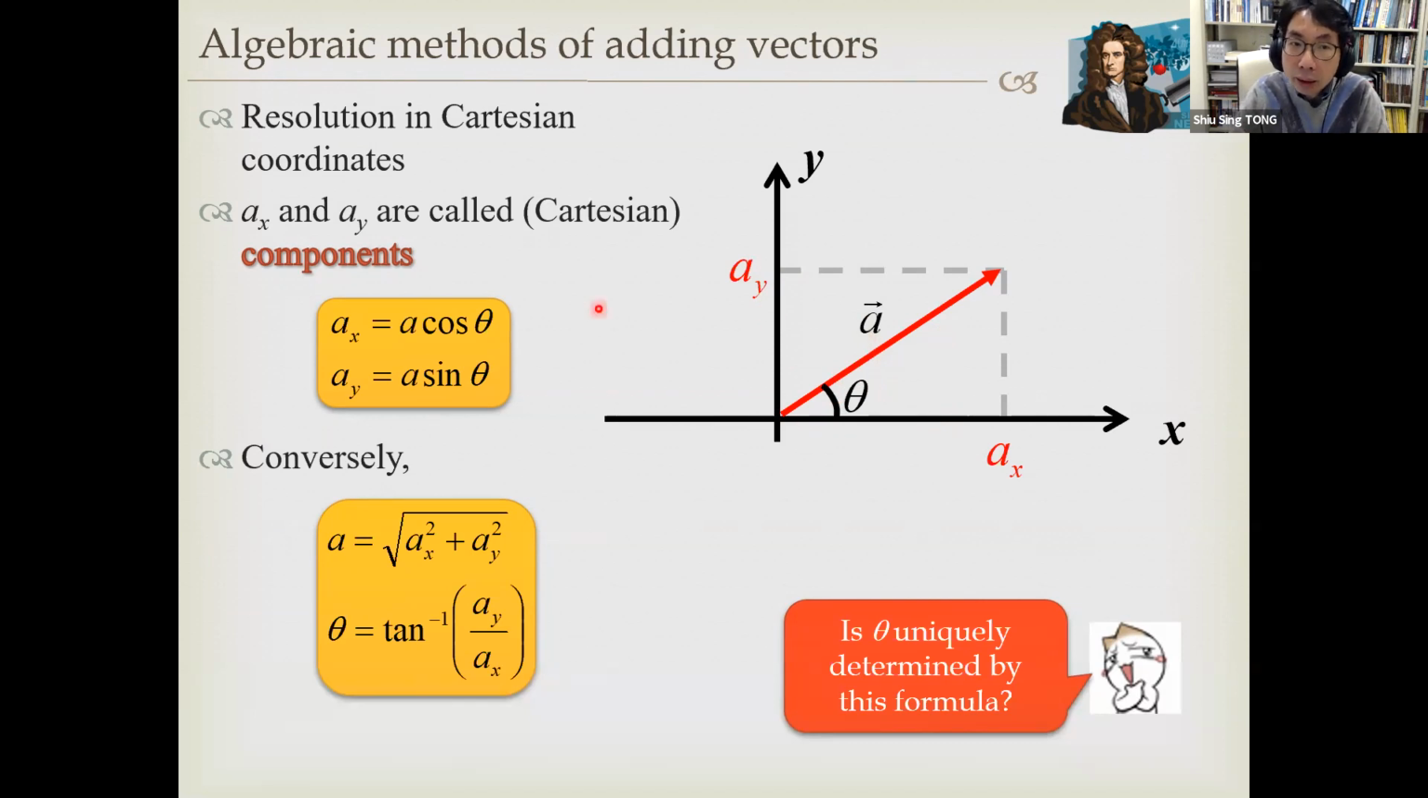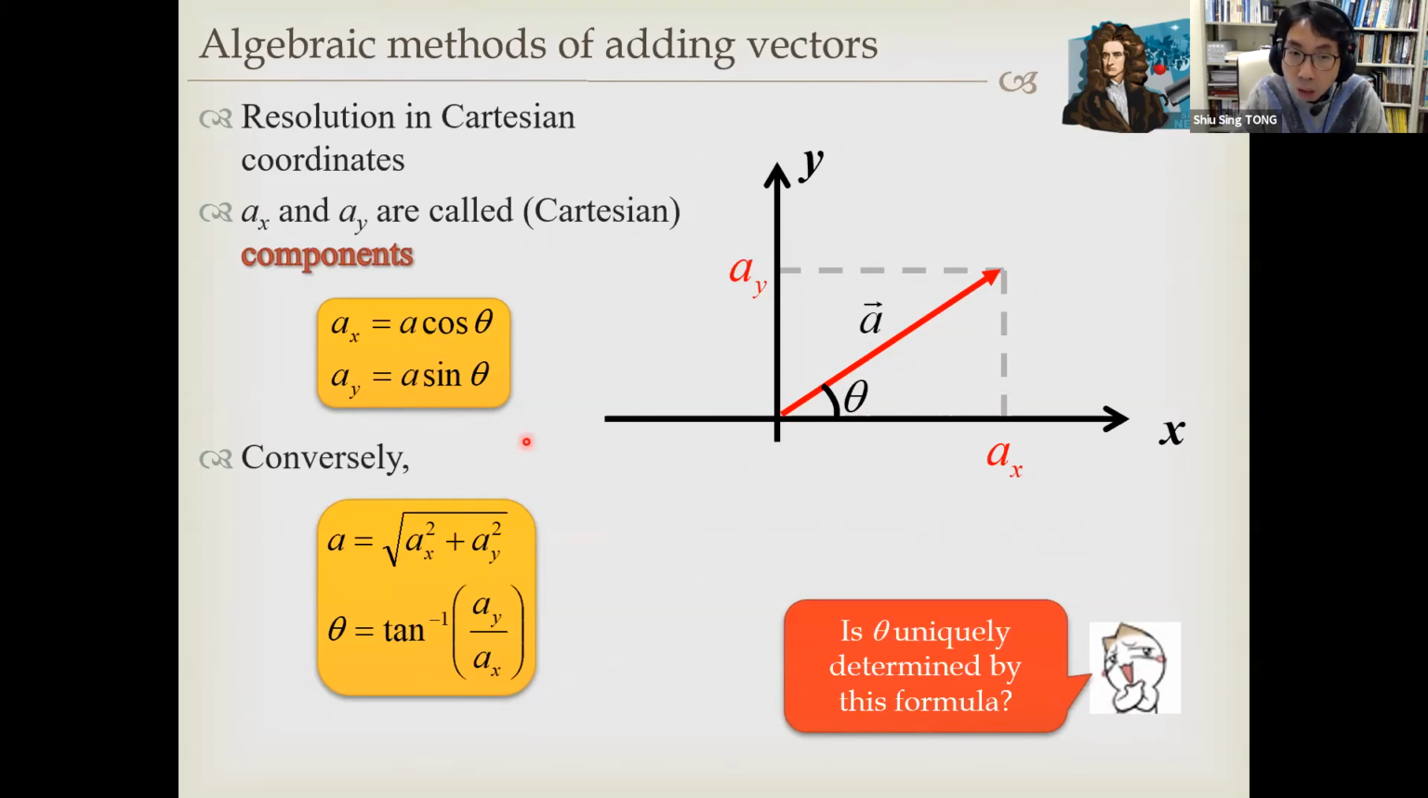If I would like to express the components in terms of the magnitude of the original vector and the angle that it makes with the X-axis, from this right-angle triangle you can easily see that the X component AX is just A cosine theta, while the Y component AY is just A sine theta.